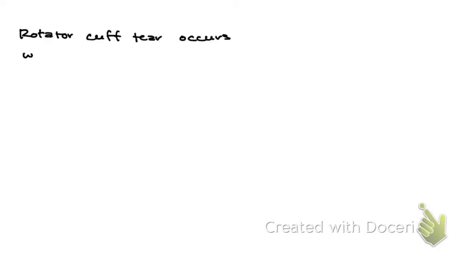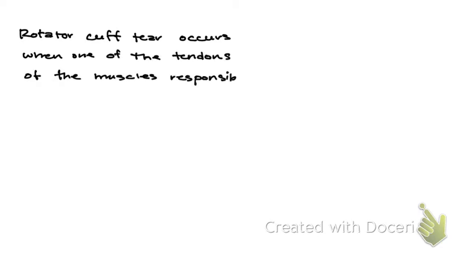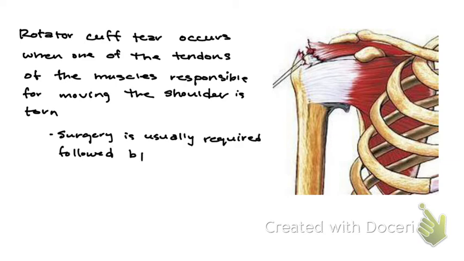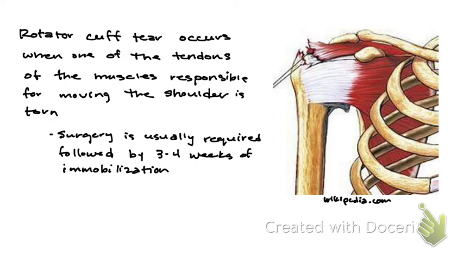Rotator cuff tears occur when one of the tendons of the muscles responsible for moving the shoulder is torn. Here you can see one of the tendons is disrupted. Surgery is usually the treatment for this issue, followed by 3 to 4 weeks of immobilization and then intensive physical therapy thereafter.